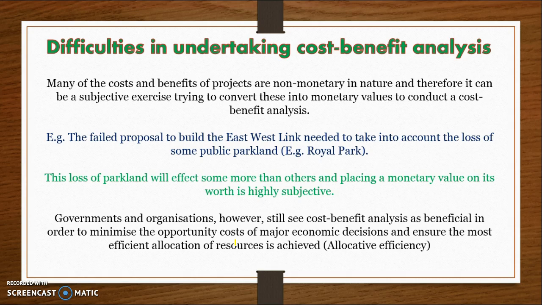So, for example, the East-West link, a lot of people still think that should have been built, but when we're weighing up whether it should be done, we need to weigh up the loss of some public parkland, which is very hard to put a price on. The loss of parkland will affect some more than others, but it's hard to have an exact monetary value on how much benefit people get from being able to enjoy the park, walk in the park, kick footy in the park, etc., etc. So governments and organisations will still seek to do cost-benefit analysis to try and minimise their opportunity costs, but it can be very hard to ensure that projects are always achieving allocative efficiency.